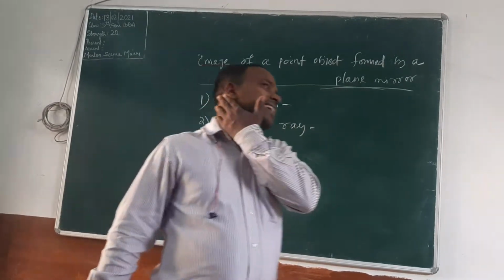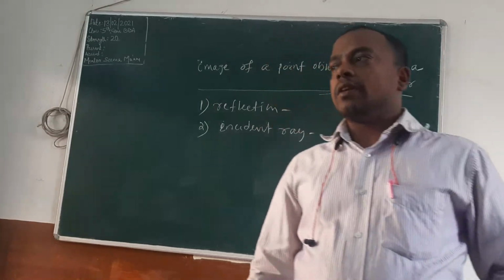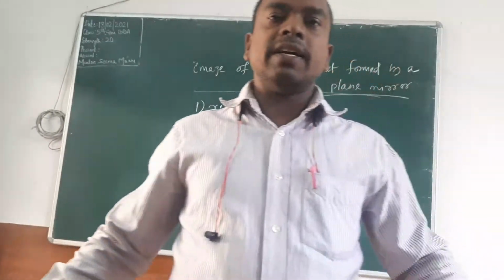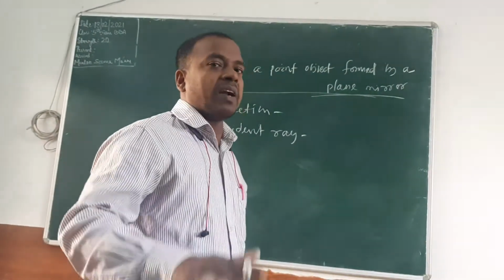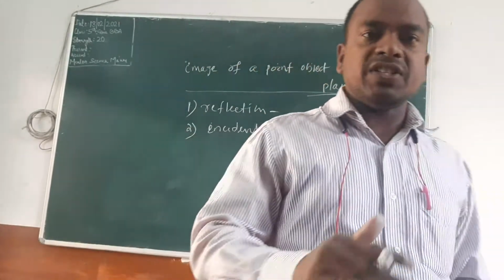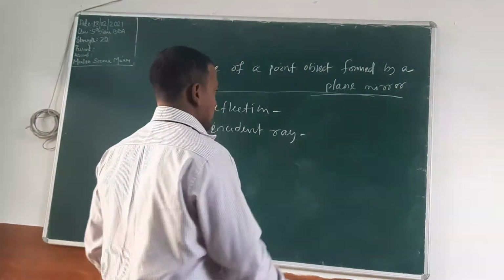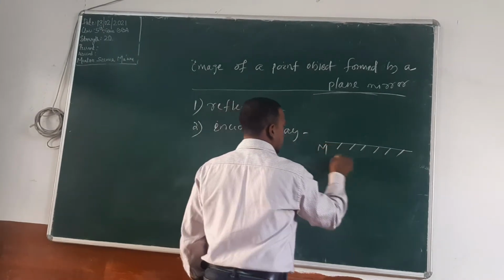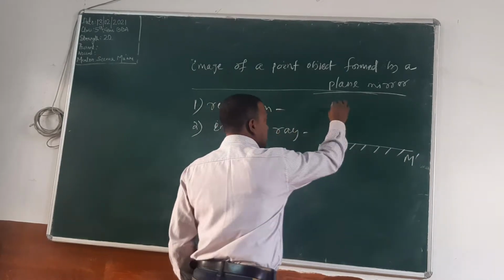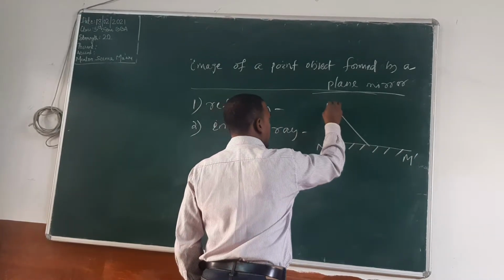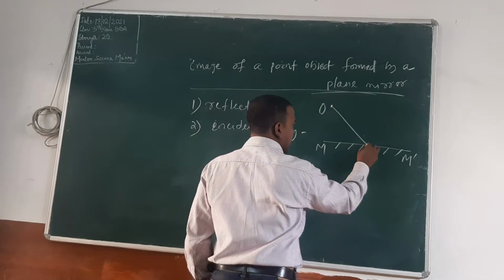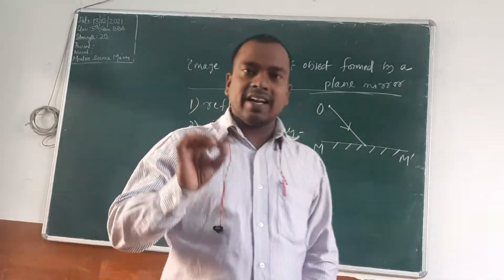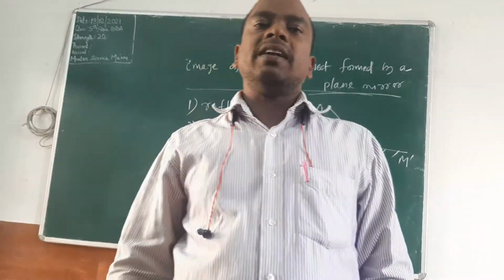Next, we have also discussed the incident ray. So what is the incident ray? The incident ray is the ray of light which strikes on the reflecting surface. Suppose this is the reflecting surface, and this is the ray from the object O. It strikes on this point, and this is the incident ray.